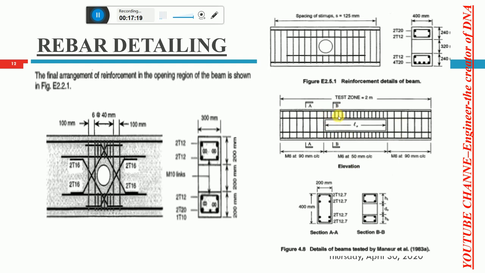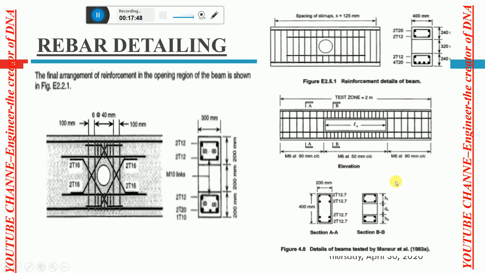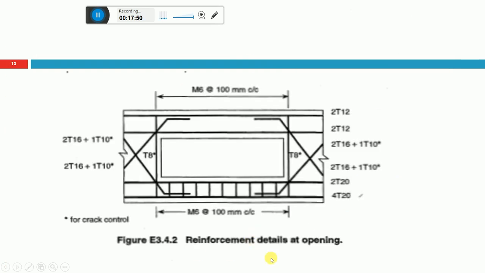You can see this is all the rebar we have to provide. You can see section AA and section BB, 200 by 400, and how the reinforcement is provided: 2T12, T12, 2T12, 2T12. These are the reinforcement we have to provide in the form of axes to take over all the cracking stresses. This is the arrangement that should be provided for the rectangular opening.